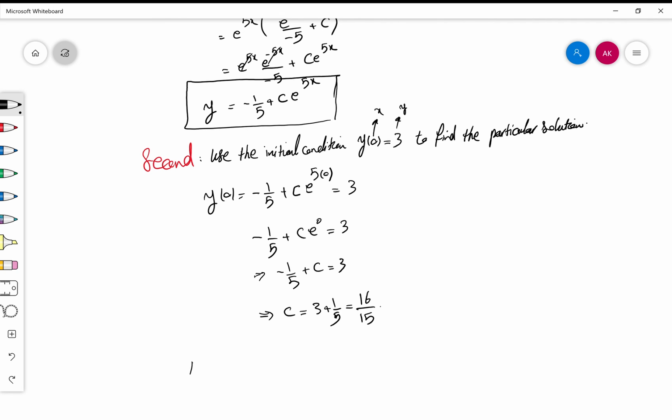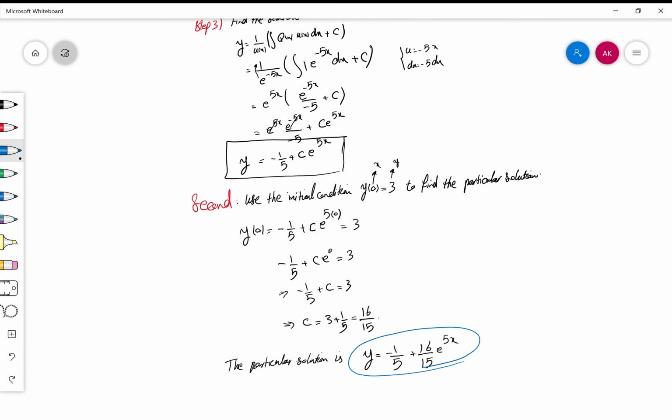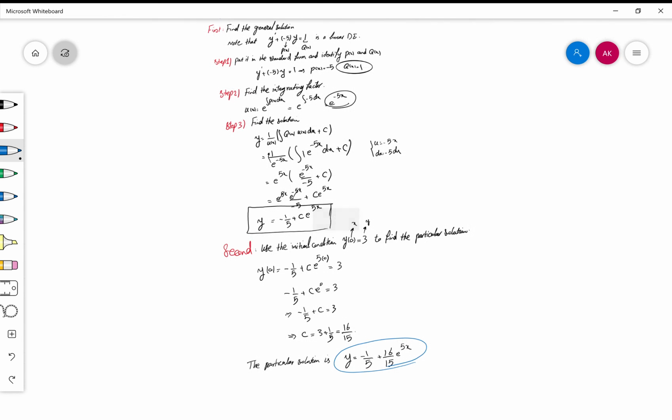And that means that the particular solution is y equals negative 1 over 5 plus 16 over 15 e to the power 5x. And this is the particular solution for that differential equation with that initial condition.